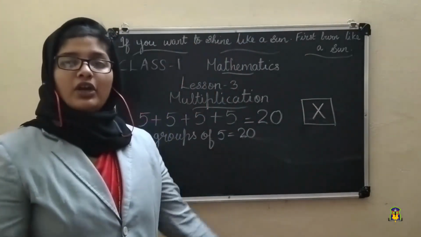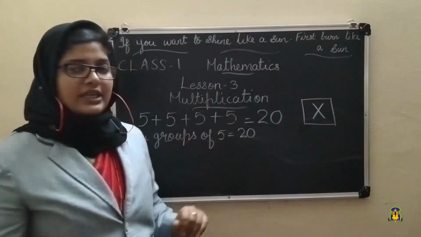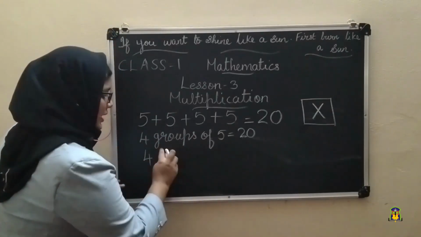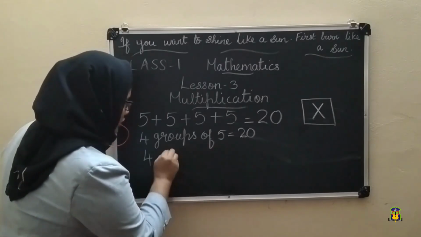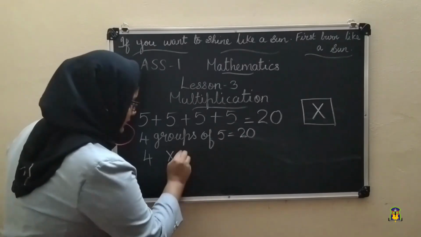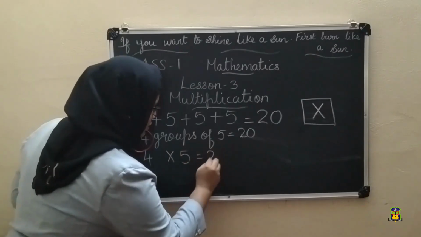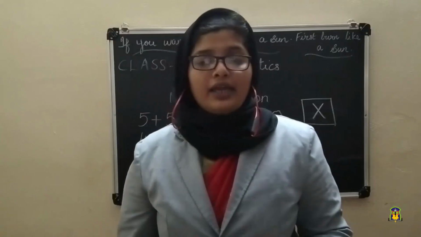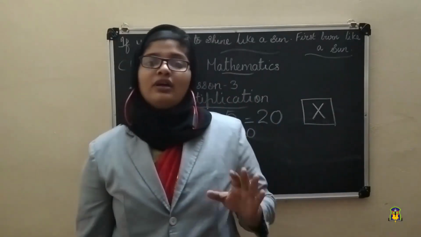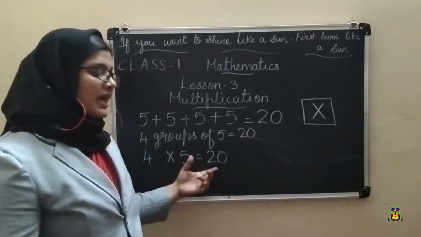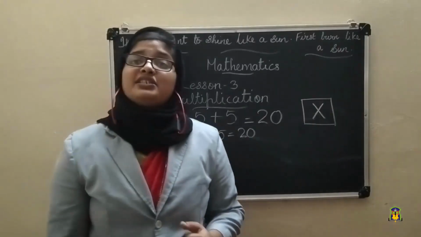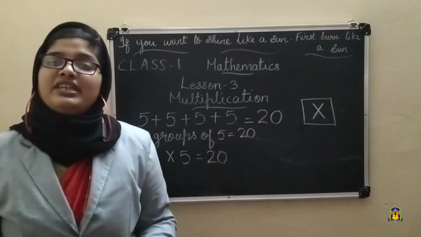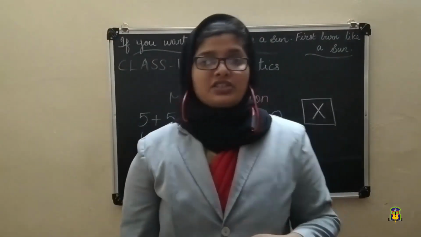So we are going to write this in multiplication form. All of you look here. 4, then instead of group of, we have to put into, then 5 equal to 20. We have to write like this. So this is a multiplication. That means 4 into 5 equal 20 is a multiplication.